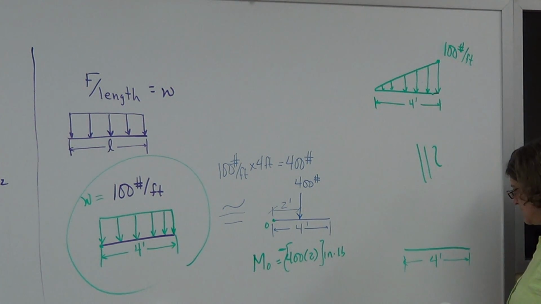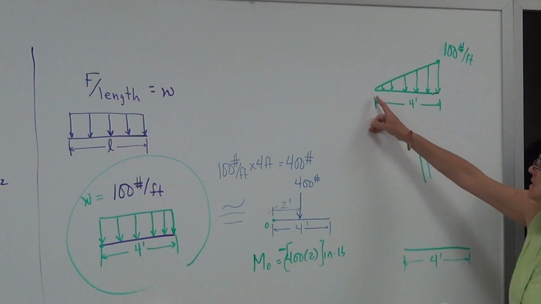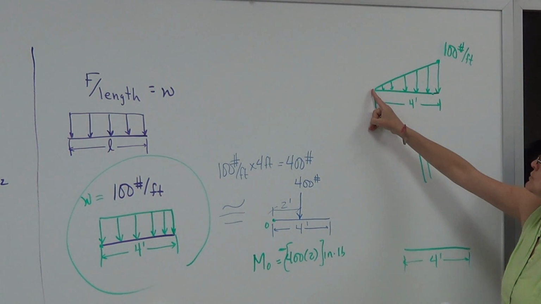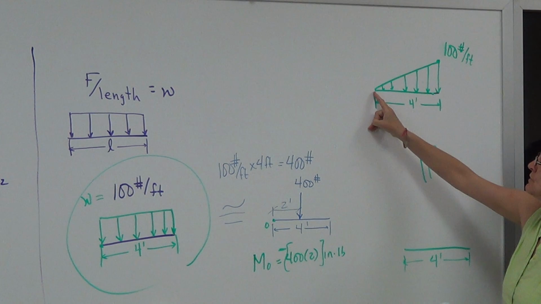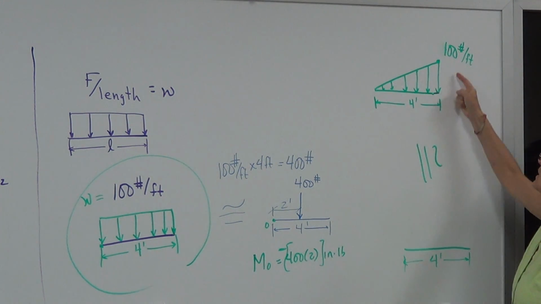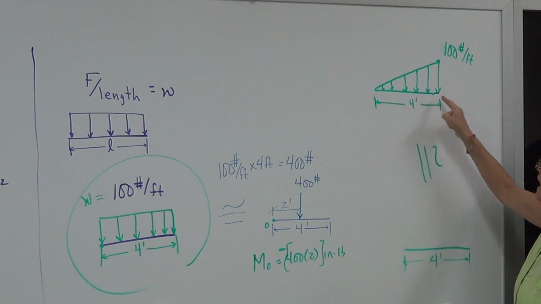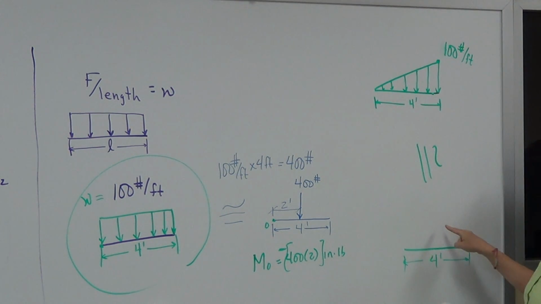Okay, so in this particular case, we're looking at a triangular load. We know that at the left end of the beam, there's 0 pounds per foot exerted right here. But over here, there's 100 pounds per foot. So we have to figure out how that would be distributed, and how we can come up with a point load and where it would be located.